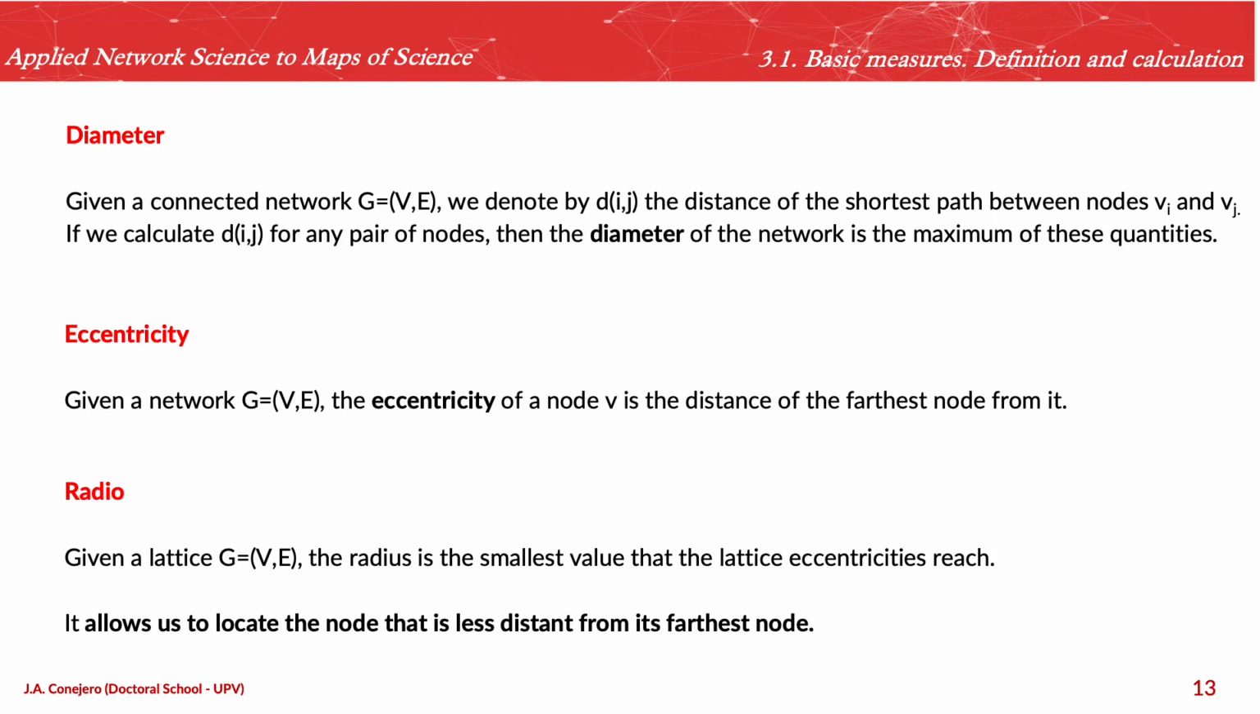Once we have calculated this distance for any pair of the nodes of the network, the diameter is the maximum of this quantity. So the maximum distance between two nodes in the network, always using shortest paths. Related to this, we have other measures. We have the eccentricity of a node, which is the distance of a node to the farthest one from it, and also the radius of a network, which is the smallest value of the network eccentricities. This permits us to locate a node that is less distant from its farthest node.